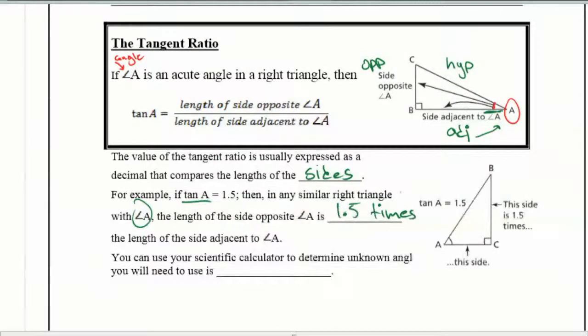You can use your scientific calculator to determine the unknown angle, and to do this, we need to use the tangent button on your calculator, but in this case, we're going to use the tan^-1, and that's called the inverse tangent.